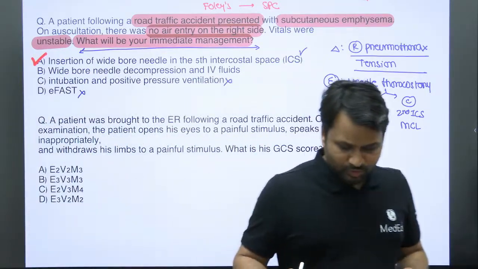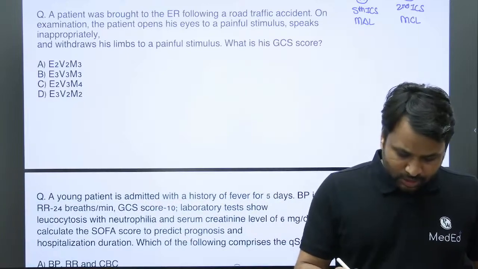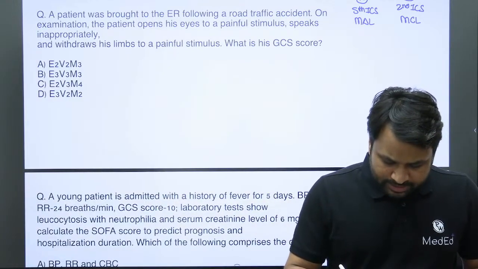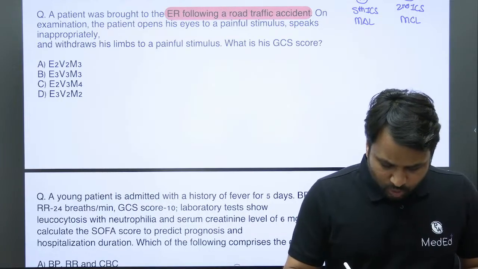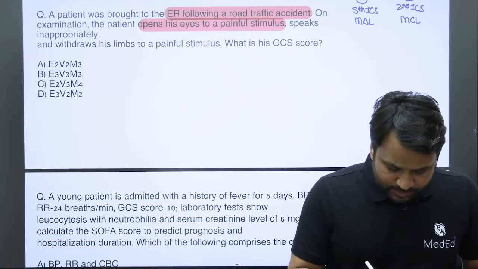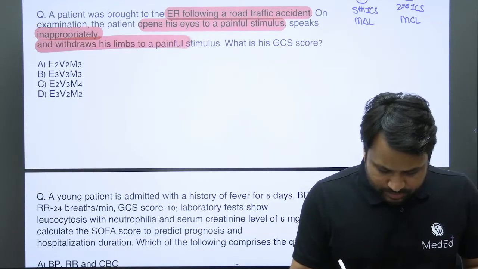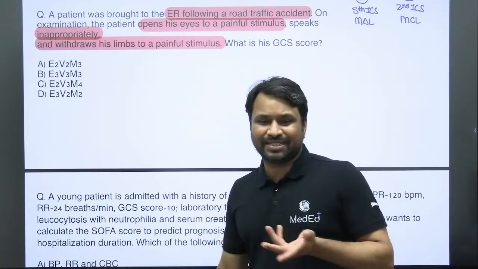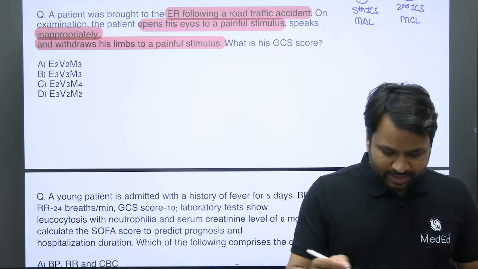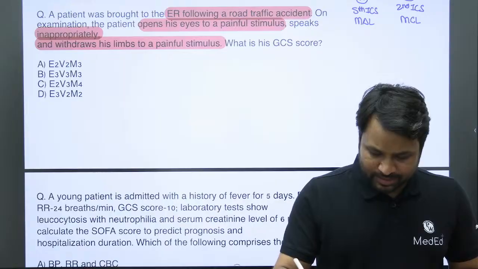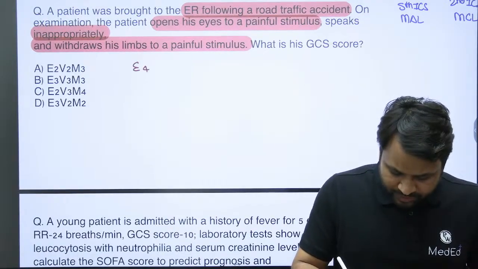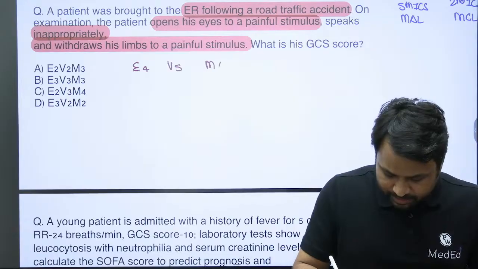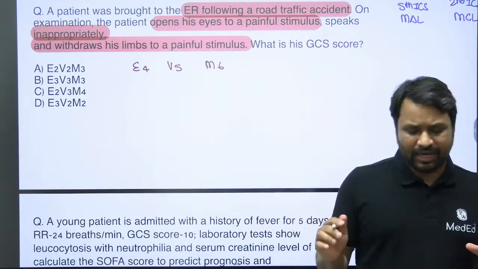Okay. So going to the next question, a patient brought to the emergency room following a road traffic accident. On examination, patient opens his eyes to painful stimulus, speaks inappropriately and withdraws his limbs to a painful stimulus. What is your GCS score? Now, this is like something we have been asking again and again, so nothing spectacular about it, right? In the GCS, we have E4, V5 and M6, right? Motor is the most reliable one that you have.